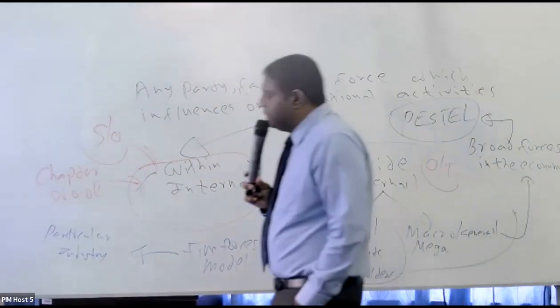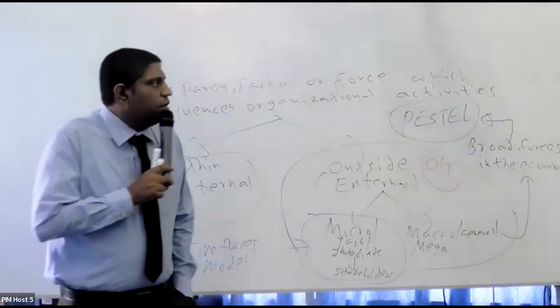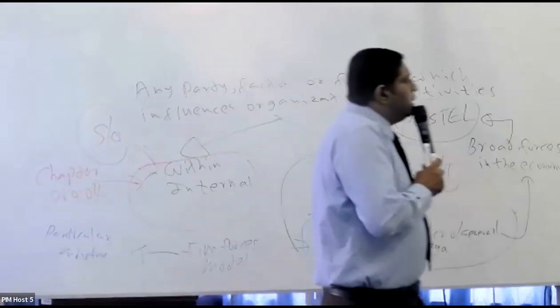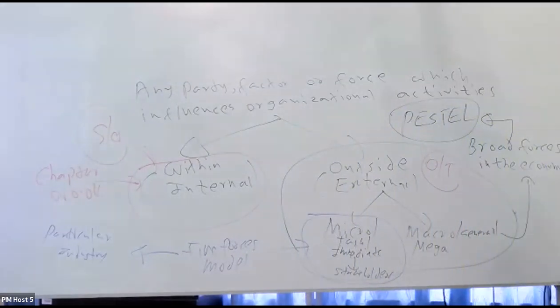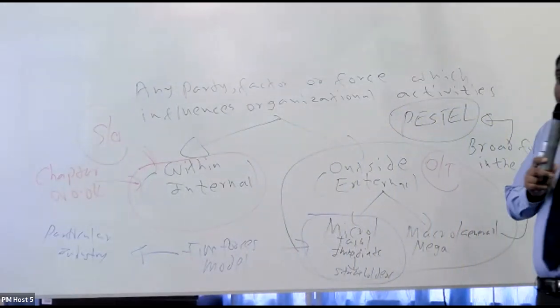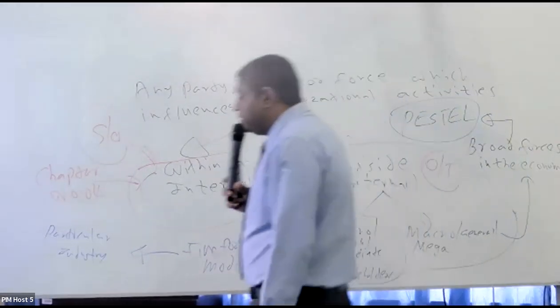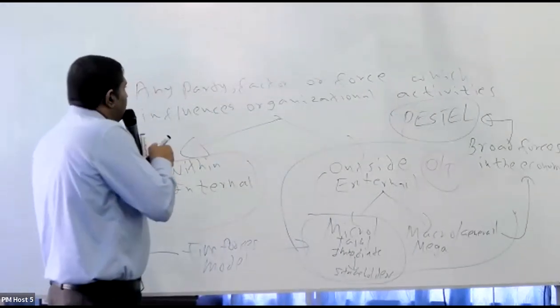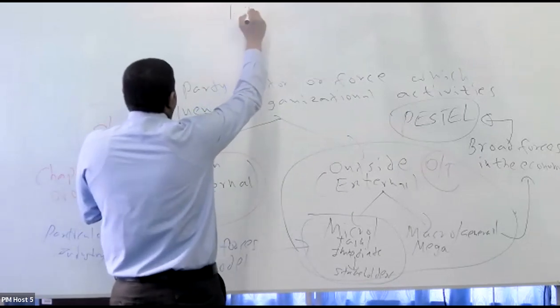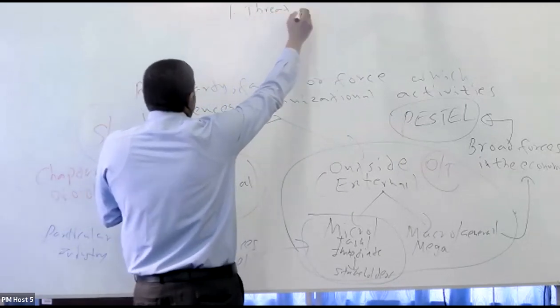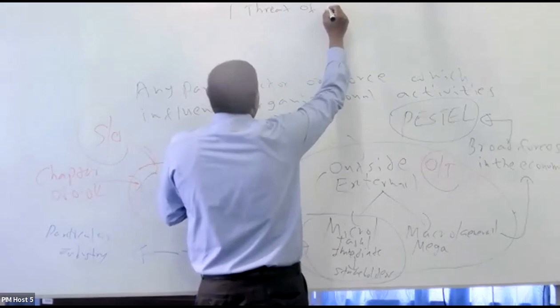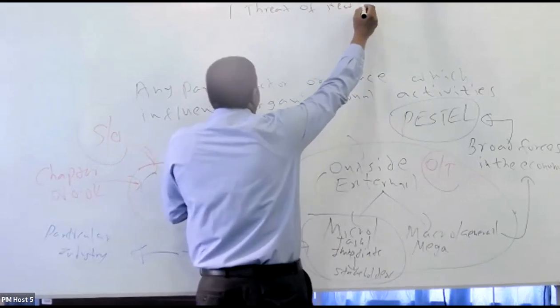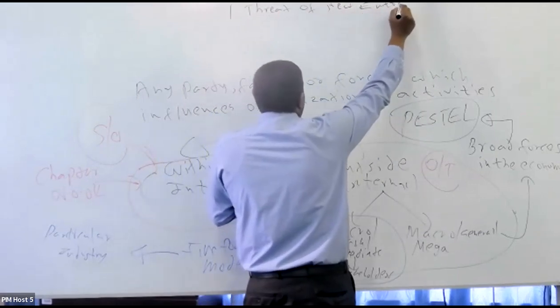Determine the attractiveness of our industry. So mainly there are 5 forces. That's why it is called the 5 forces model. The first is the threat of new entrants, the threat coming from possible new entrants.